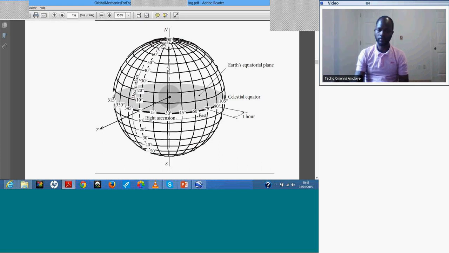If you like, call it longitudinal lines on the celestial sphere, used to determine the right ascension. So when you're talking about the right ascension, you're just talking about the longitudinal distance from the vernal equinox line. We'll see that it's usually measured in hours and minutes.